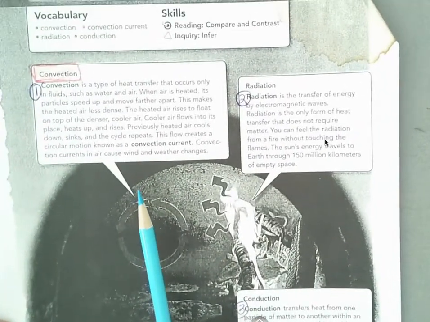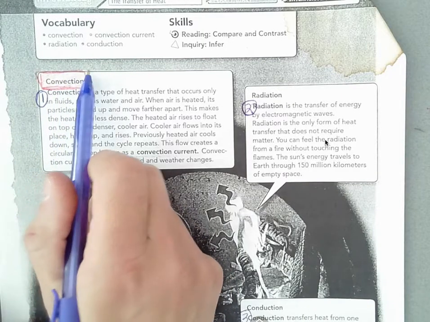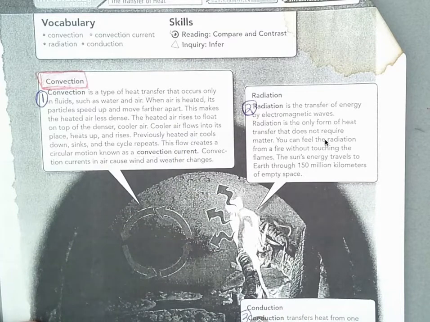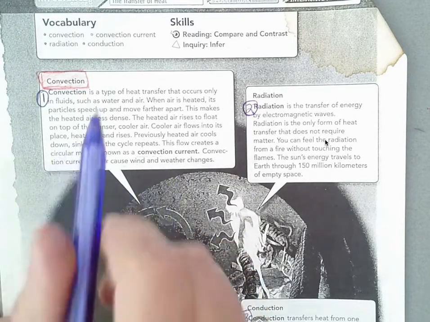Okay? Back to convection. I am going to read. Your job is to be thinking about what words and sentences are we going to highlight. What words should we circle? What sentences should we highlight and underline? Here we go.